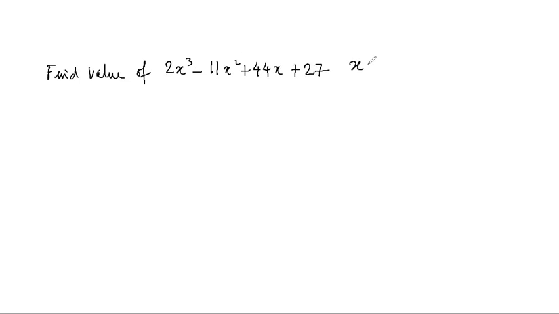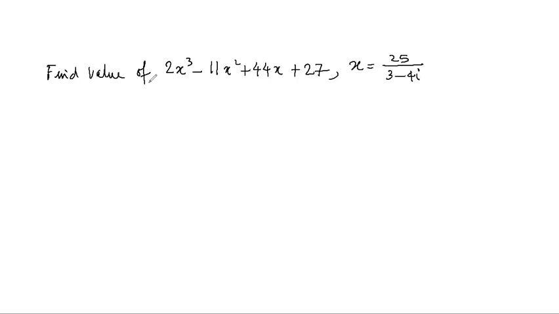So let me write the first problem of today. You have to find the value of 2x cubed minus 11x square plus 44x plus 27, when x takes the value of the complex number 25 upon 3 minus 4i.